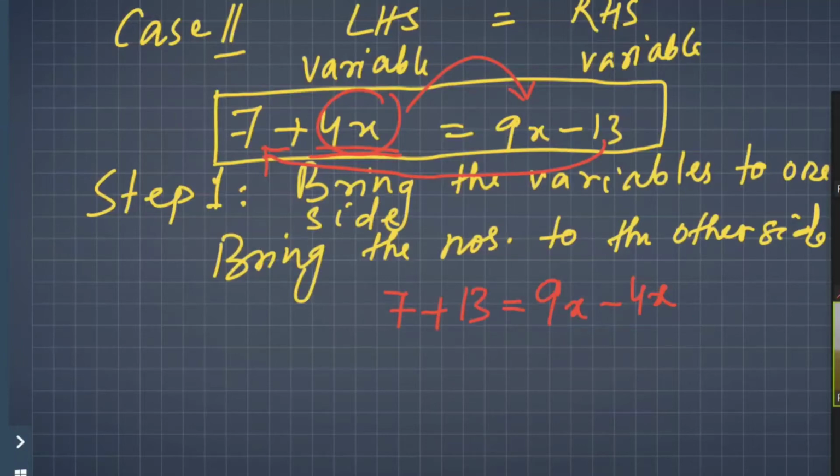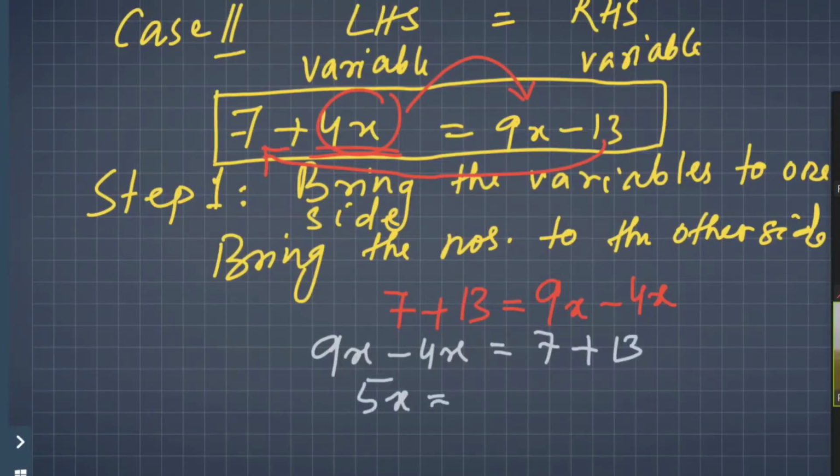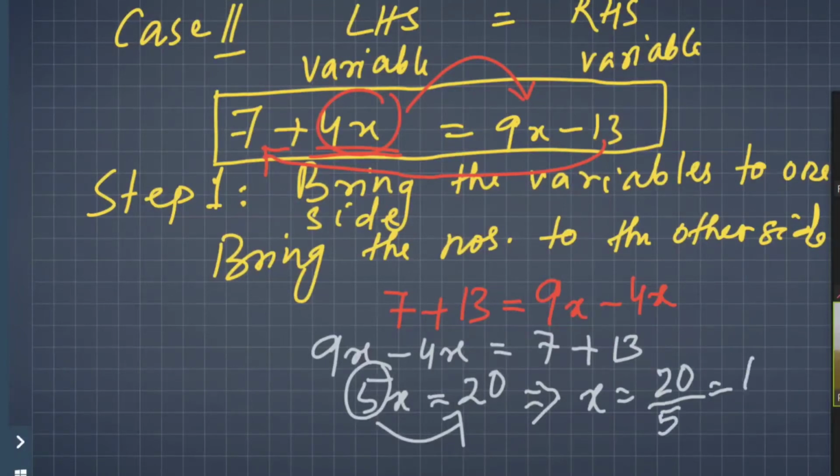Now, if you try to solve this particular equation, what will you get? I can write it as 9x minus 4x is equal to 7 plus 13, which implies that 5x is equal to 7 plus 13, which is equal to 20. Now, 5 has been multiplied with x in order to give 20. So, if it goes to the other side of the equation, it will be divided. So, x is equal to 20 divided by 5, which is equal to 4. Hope this part is clear to you. You have got the value of x as 4.